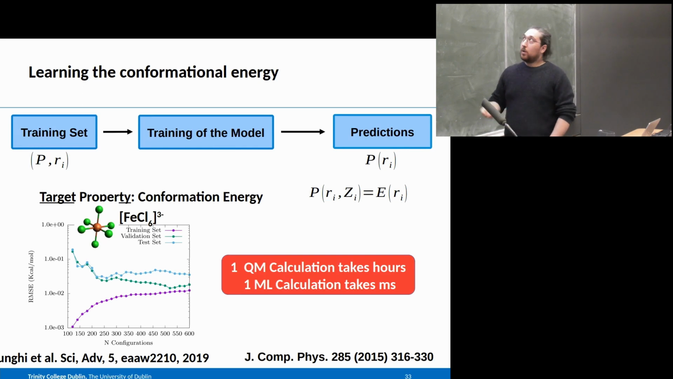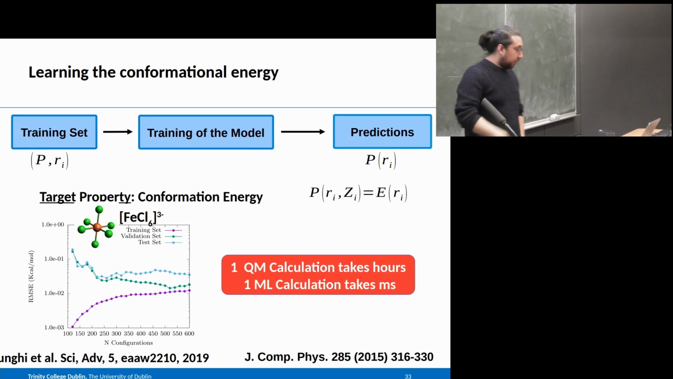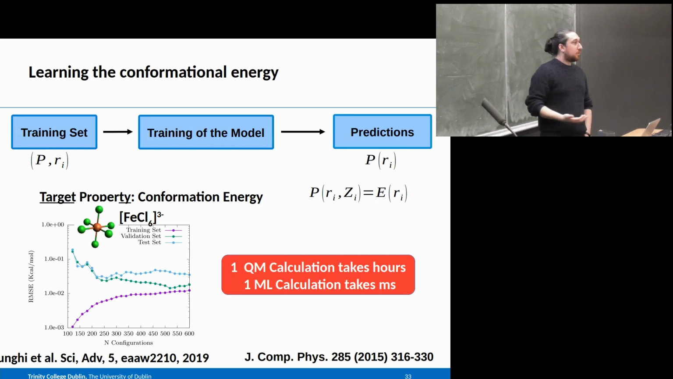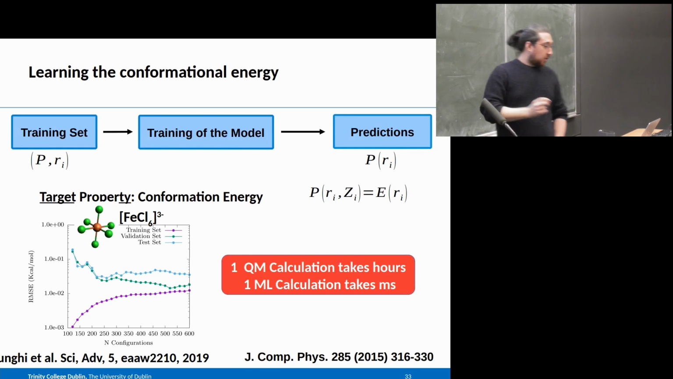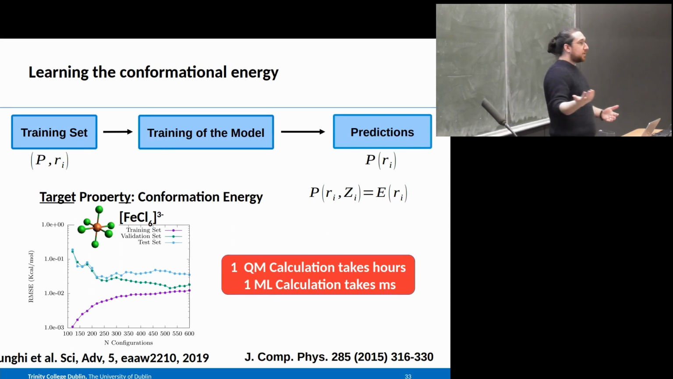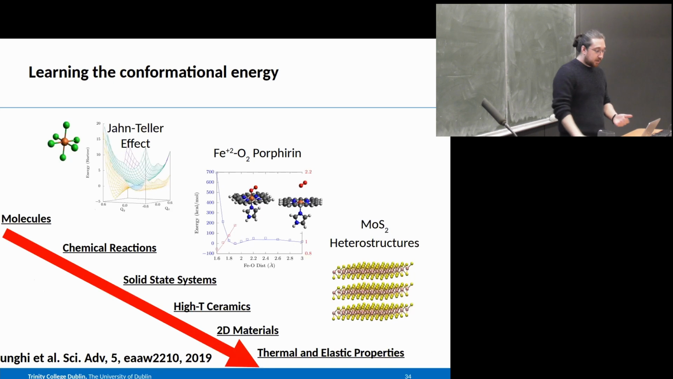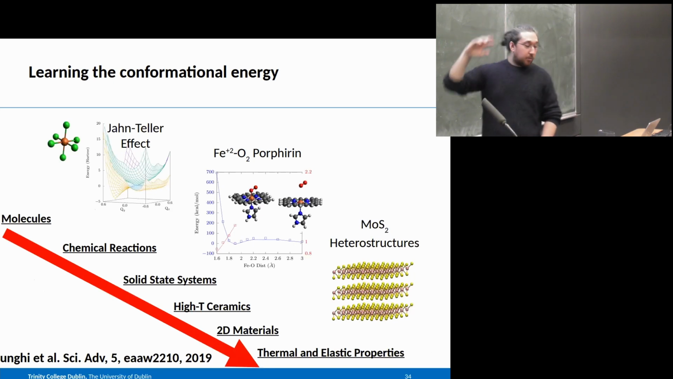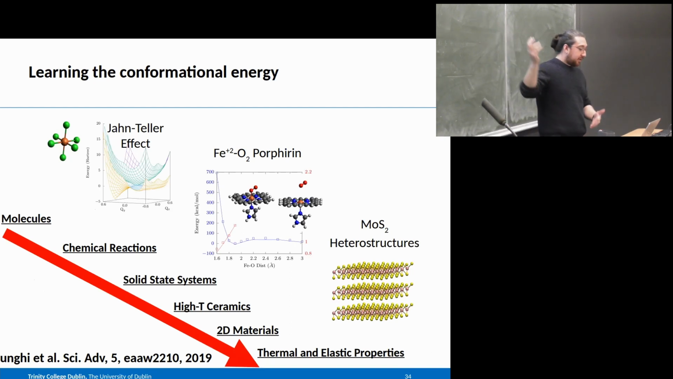What's good here is that if you want to do this calculation by solving the Schrödinger equation by brute force, it might take hours. You might need a large computing facility. Once you have trained your machine learning model, you can do this on your laptop in fractions of milliseconds. So after training, we can use this to do any kind of physics we want. We have played with different systems. It works for molecules, chemical reactions, 2D materials, ceramics, and whatnot.